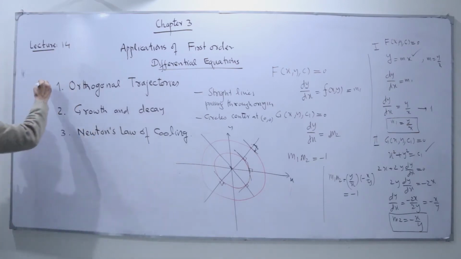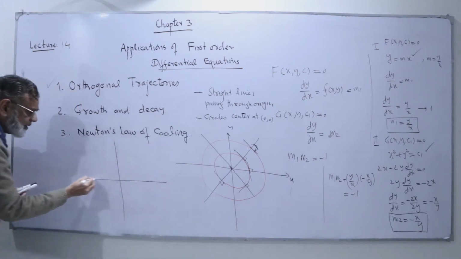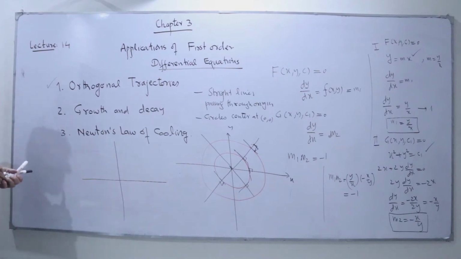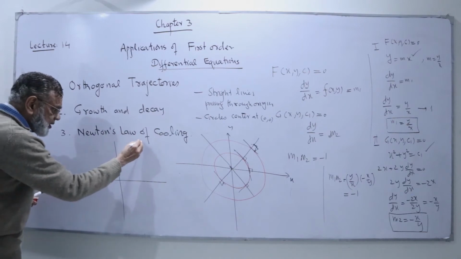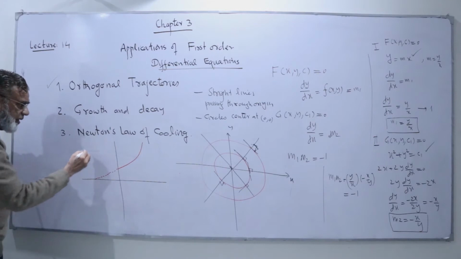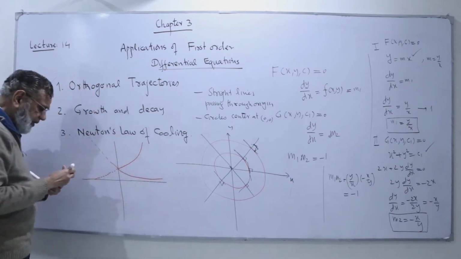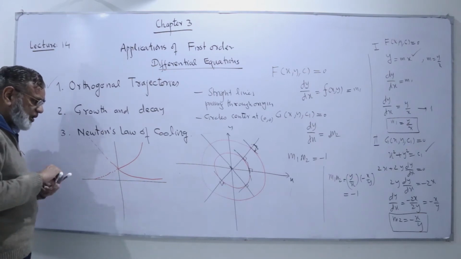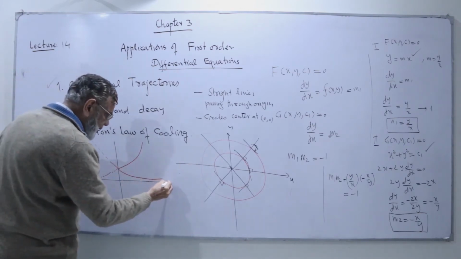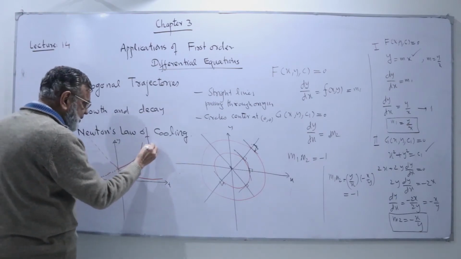Then we come to growth and decay. So I have this graph. This is my y-axis, this is my x-axis. I have an exponential curve here, coming like this, and another curve coming like that. Now with this exponential curve, this is my time, and this is my y, and I get e to the power kt.